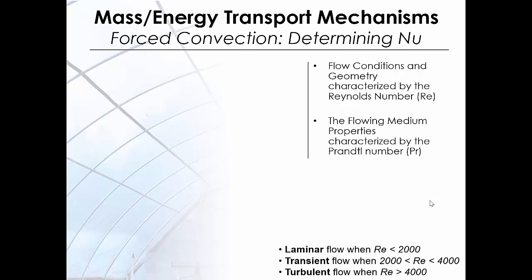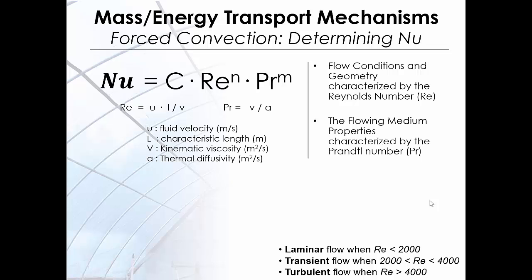The Reynolds number and the Prandtl number are related to the Nusselt number with the following equation. In this equation, C, N, and M are constant coefficients that are experimentally determined depending on the conditions of the flow. For air, a Prandtl number of 0.72 is generally used.